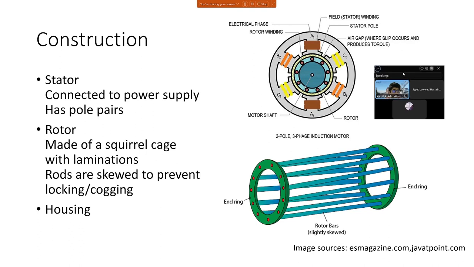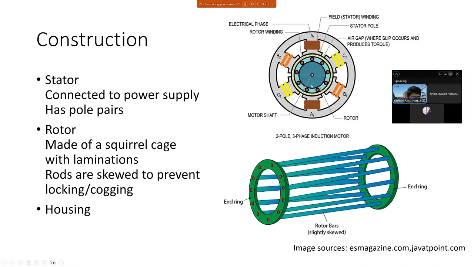So, construction. You have two major components. One component is the stator coil. So this is the stator coil arrangement. And these two, you can see, are one electrical phase, these two are another electrical phase, and these two make the third electrical phase. And together they produce a field.